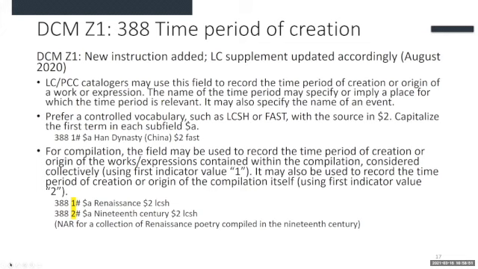The new instruction on time period of creation: the 388 field was added last August. Catalogers can start using it. It's strongly recommended to use controlled vocabulary like LCSH and FAST headings, using subfield $2 for source, and capitalize the first term like you do for other data elements. And for compilations, there's 388 with first indicator 1 indicating the time period of creation of the work or expression contained in the compilation, and indicator 2 indicating the time period of creation, the origin, of the compilation itself. An example here is a collection of Renaissance poetry compiled in the 19th century.